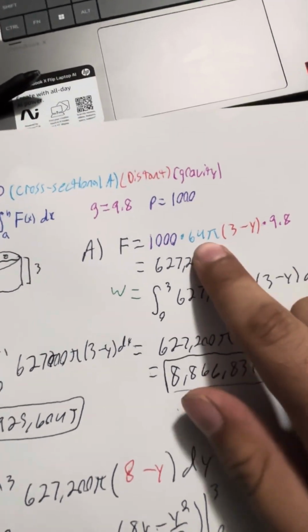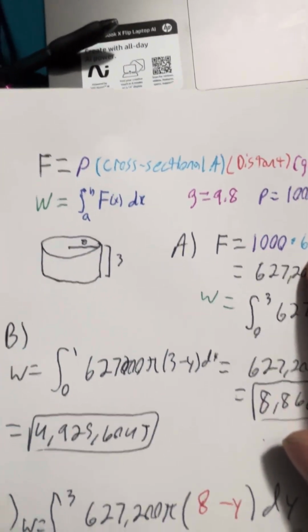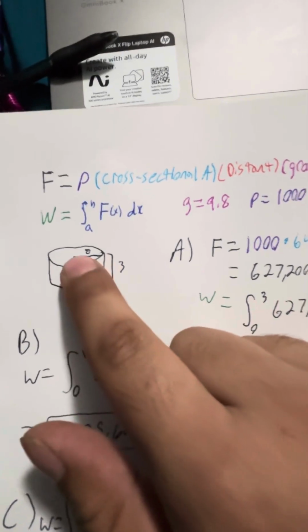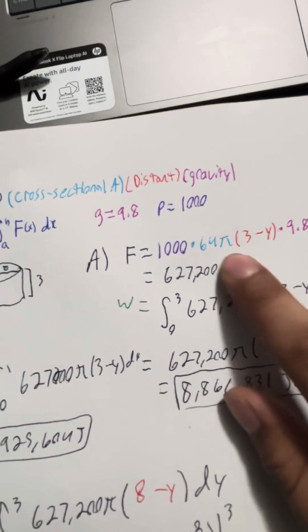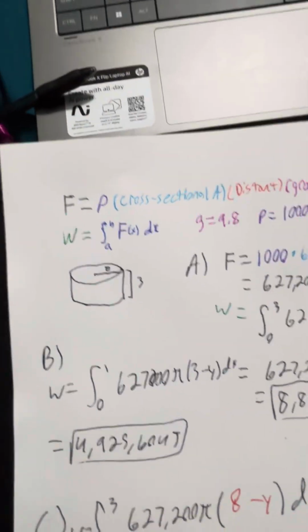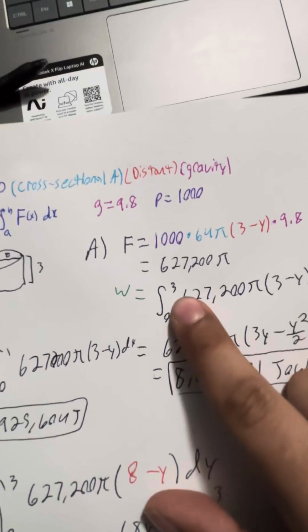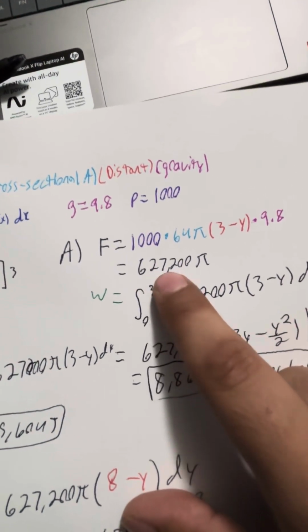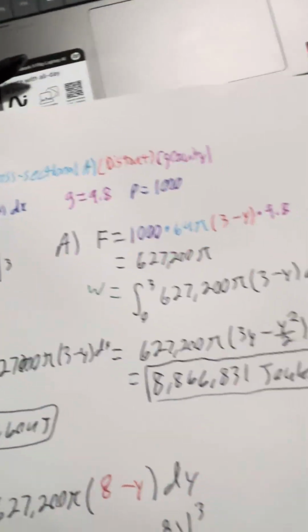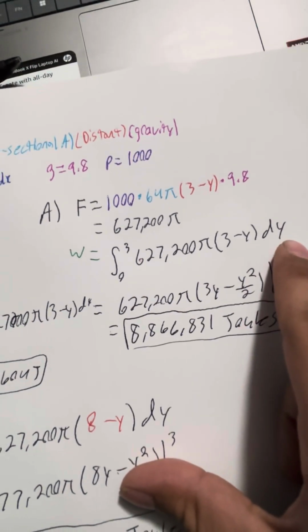And so I have this 64 pi because it's the cross-sectional area. The cross-sectional area of my cylinder would just be the area of this circle, which is pi r squared, and r is 8, so it'll be 64 pi. And then my distance changes as the water level goes down. It'll be 3 minus y, because it's vertical. And then my gravity. At the end, I ended up with 627,200 pi.